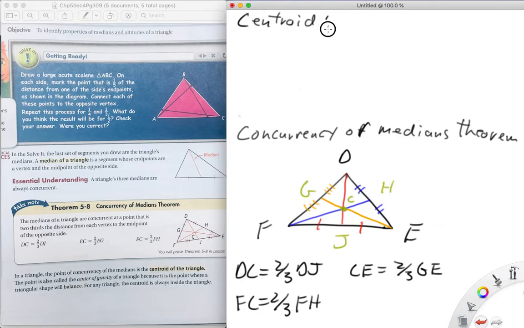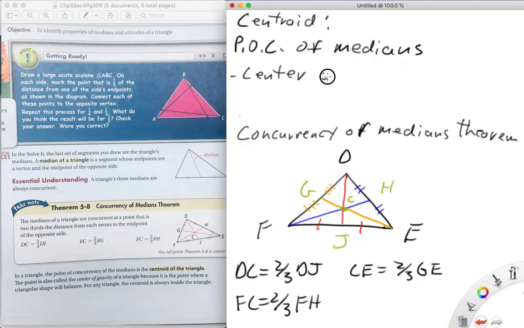So centroid is, I'm going to put POC for point of concurrency. Point of concurrency of the medians is called a centroid. And it's also called the center of gravity. And the reason why it's called the center of gravity is because if we were to cut out a triangle and we were to have the medians meet all at the centroid, you can hold your finger at the centroid and it would be perfectly balanced.